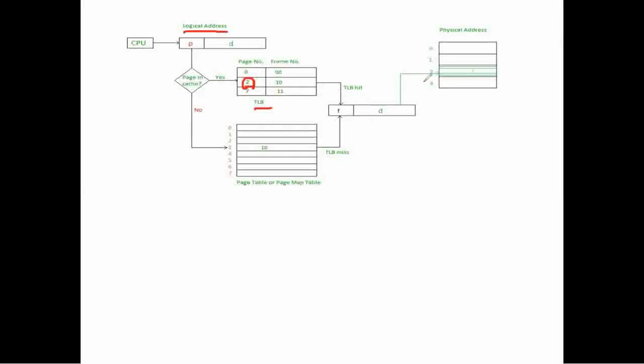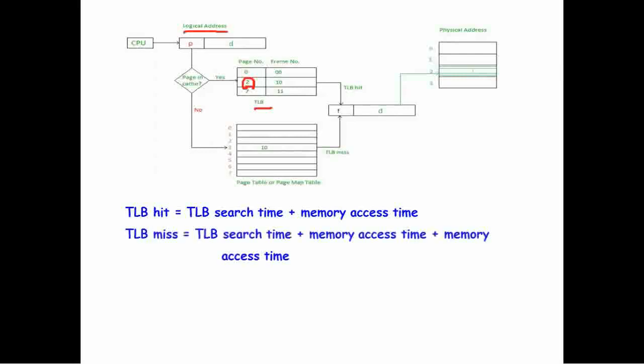So, the formula for computing TLB hit is equal to TLB search time plus memory access time. TLB miss is equal to TLB search time plus memory access time plus memory access time. The meaning here is, anyway the TLB will be searched to find if a page is available or not.